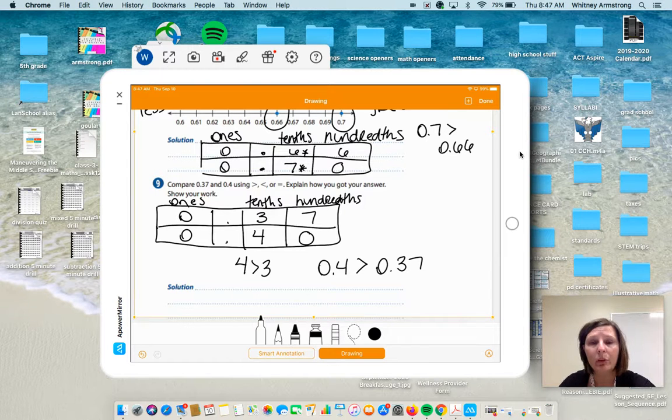You could have done it different ways. You could have done base 10 blocks and colored in the appropriate number of spaces. You could have done that. You could have used fractions. So you had lots of different options here.